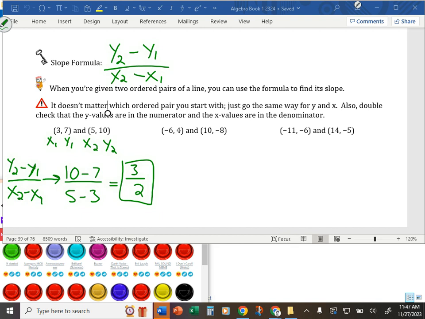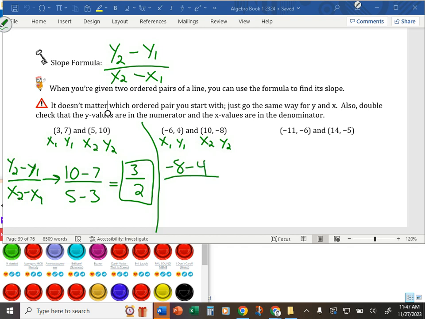Right. No coordinate plane required, because all we're doing is we're looking for the change. What's the change from 10 to 7? That's 3. What's the change from 5 to 3? It's 2. Change in y over change in x, 3 over 2. Okay. Next one. Careful about negative signs, right? Label these x1, y1, x2, y2. y2 minus y1, negative 8 minus 4.